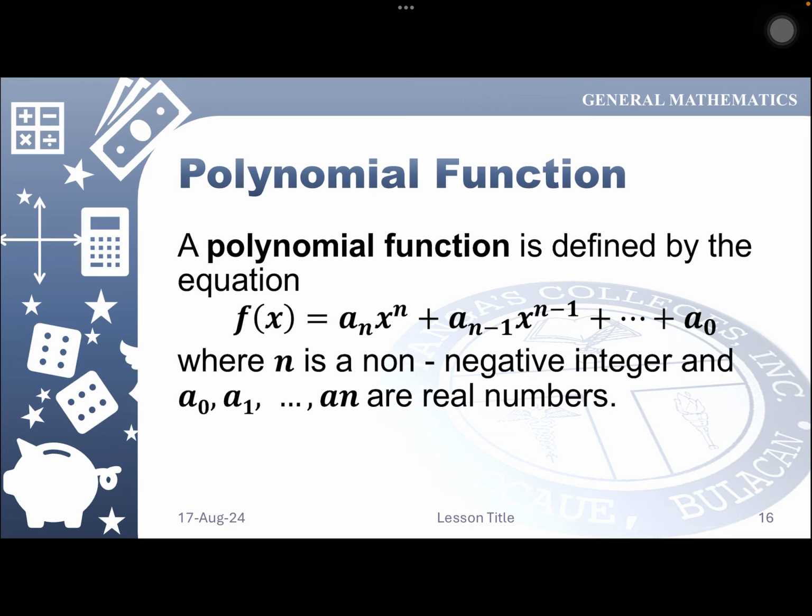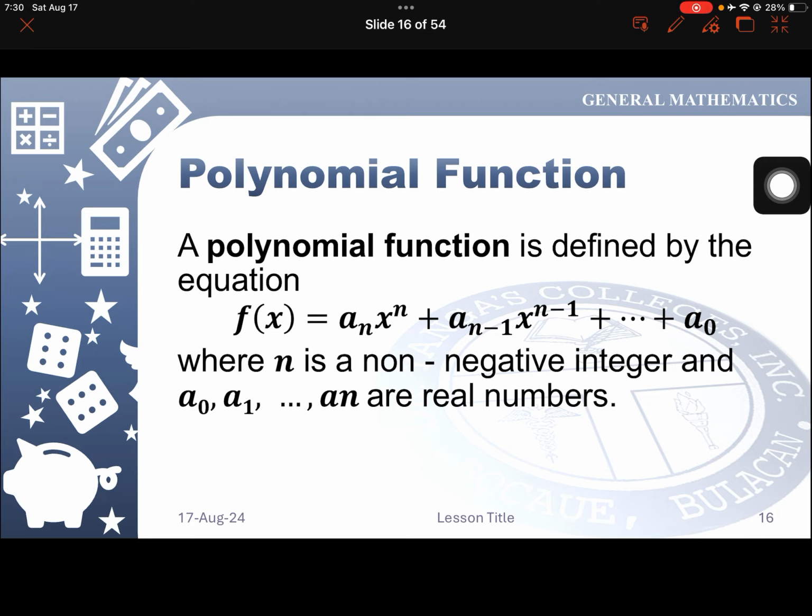So first, for the polynomial function, it is defined by the equation f of x is equal to a sub n x raised to n until a sub 0, such that n here is a non-negative integer, meaning it shouldn't be, for example, -1 or any negative, and it should be an integer and not a decimal or a fraction. And a sub 0, a sub 1 until a sub n are real numbers. It could be any number. It could be square root of 5 or 1/4 or 1 or -1. Okay?